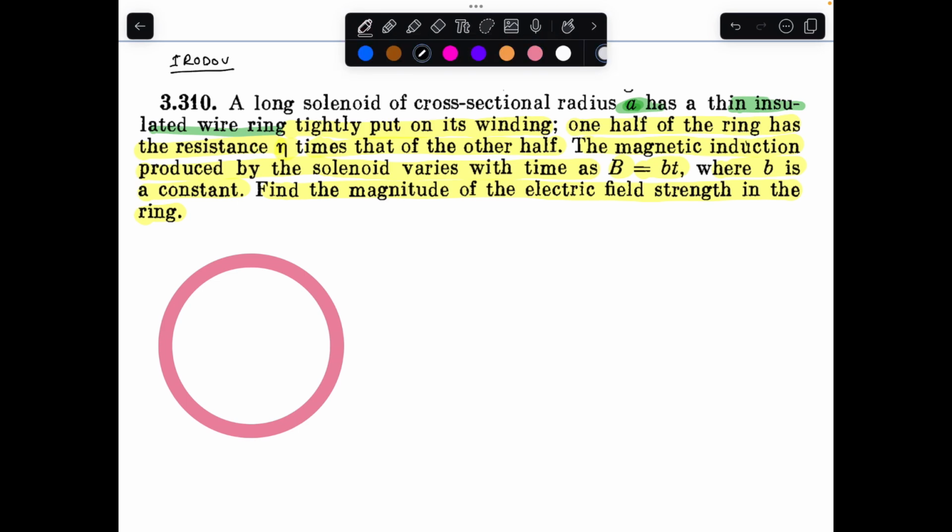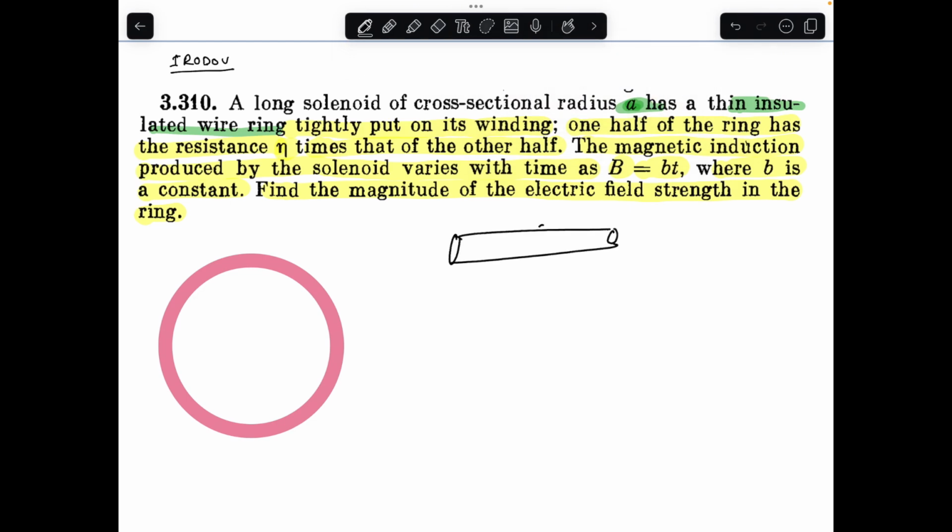So what is this question talking about? Basically, initially there's a solenoid, and over this solenoid there's a ring, and this ring has a resistance difference. So one resistance is R, another is eta times R. So the resistance of the upper half and lower half is different. Correct. Obviously through the solenoid windings, current is flowing.